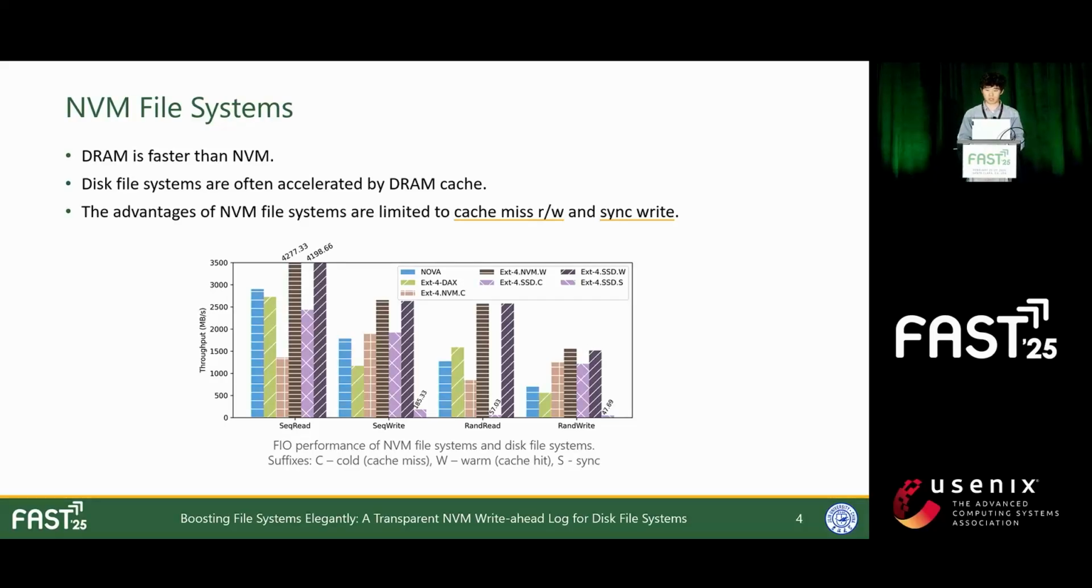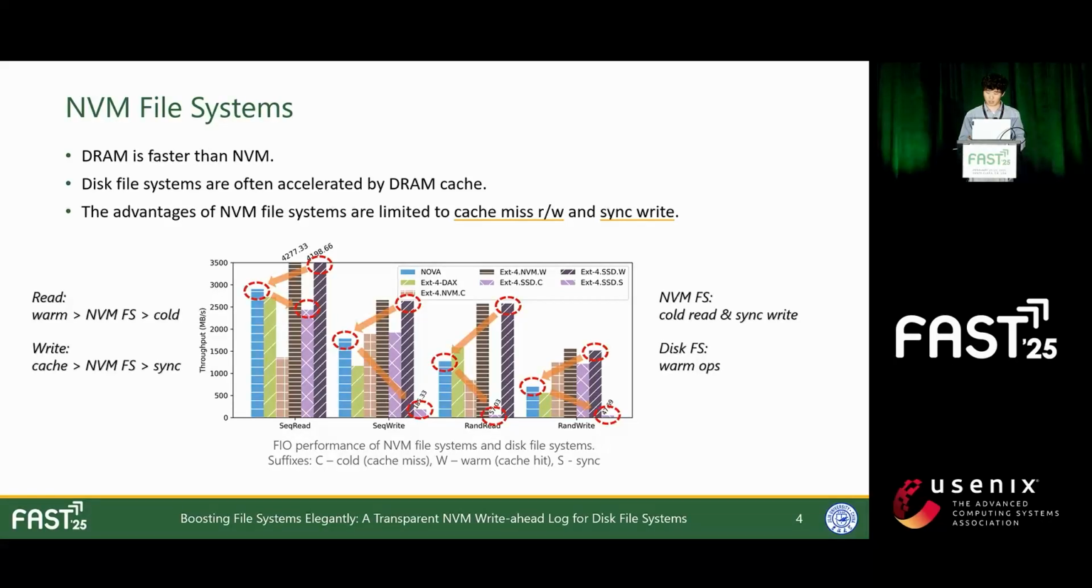And from a performance perspective, although NVM is faster than disks, NVM file systems are not always better than disk file systems, because disk file systems are often accelerated by DRAM cache, while most NVM file systems bypass the DRAM cache. Let's take NOVA and ext4 as examples. As shown in the figure, for read operations, the disk-FS performs better than the NVM-FS when the cache is warm, and the NVM-FS outperforms the disk-FS when the cache is cold.